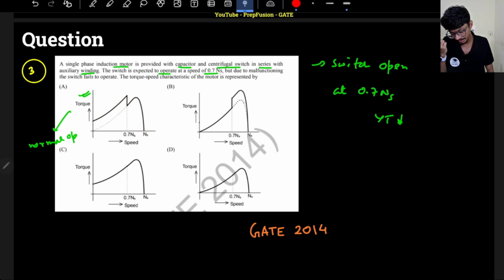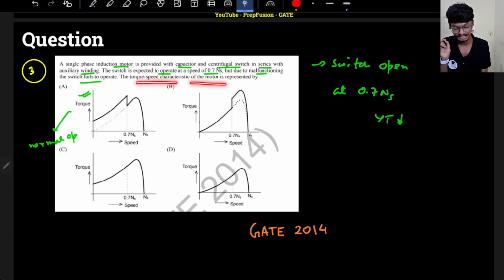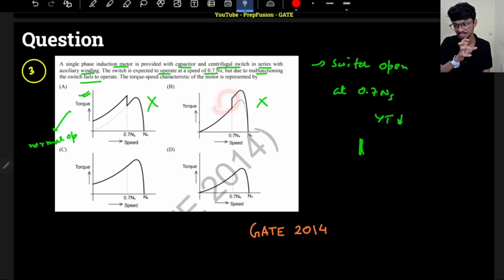Now they're telling me that due to malfunctioning, the switch fails to operate. The switch does not operate at all. The switch fails to turn off. If it fails to turn off, then they are asking for the torque speed characteristics. So if it is failing to turn off, then there should not be any sudden change in torque. So this is automatically gone. This is also gone, because if the switch is not operating, there cannot be a sudden change in torque, because a sudden change means the switch has either opened or closed. So these two options are eliminated.